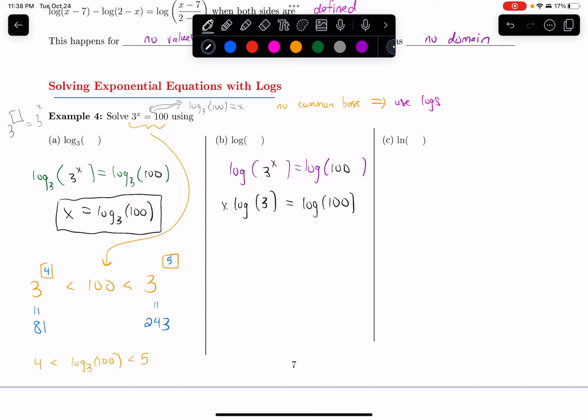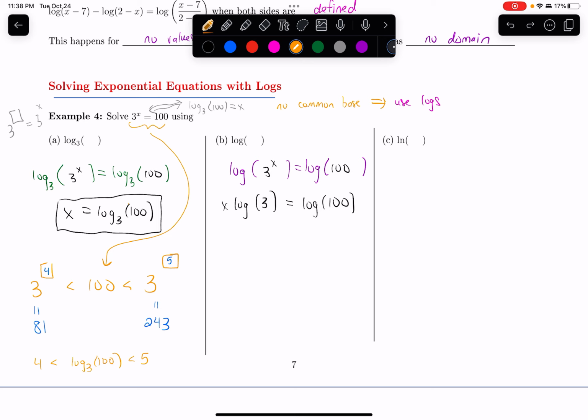Okay, I don't have to worry about any sort of domain issues in this problem when I do that because, well, 3 is clearly positive. And if I do 3 to any power, that's clearly positive. So I haven't changed the type of number I'm plugging in by moving at that power.